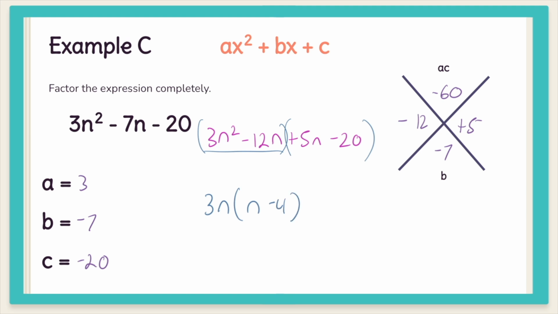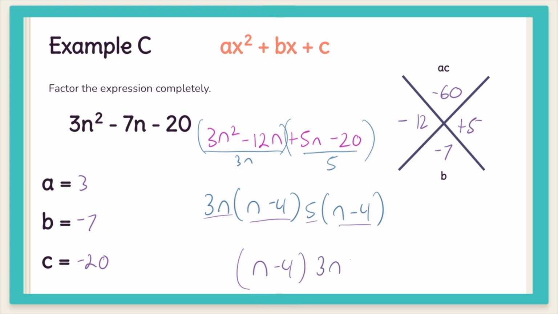Fabulous. All right, on the other side, we're going to be pulling out a 4. Nope, pull out a 5 here. So 5 divided by 5 is going to give us 1n. Negative 20 divided by 5 is going to give us negative 4. And we know we're on the right track because our binomials are the same. We've got n minus 4 as one of them, and then left over 3n plus 5 as the other one, and we are done. Now let's take a look at the last example.